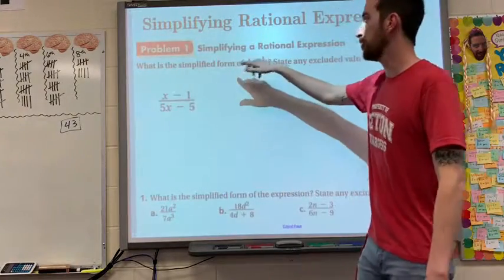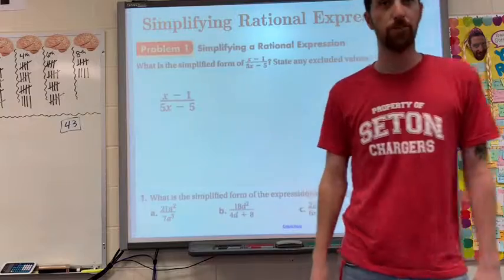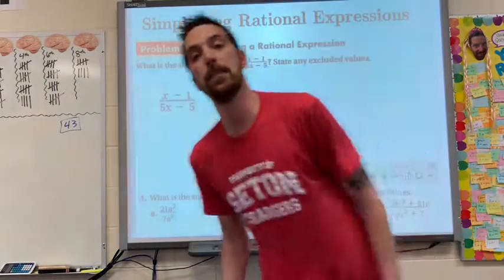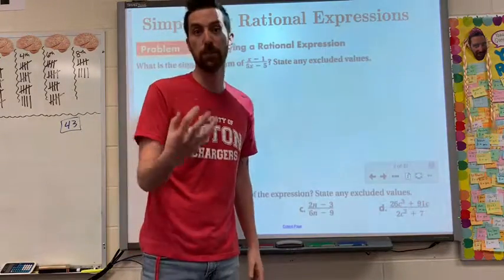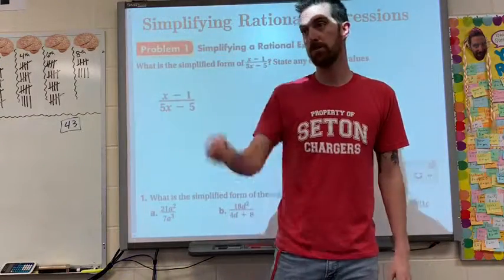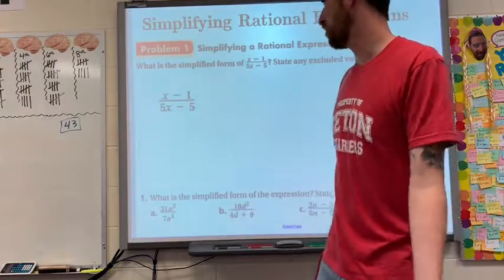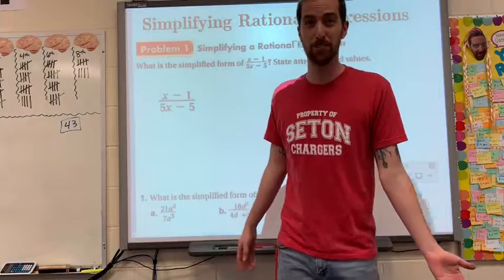So what is the simplified form of x minus 1 over 5x minus 5? State any excluded values. So first thing we're going to do is see if we can simplify or factor anything. x minus 1, is there any common factor except for 1? No, that's right. 5x minus 5, is there a common factor? Yeah, 5. 5 goes into both of those.